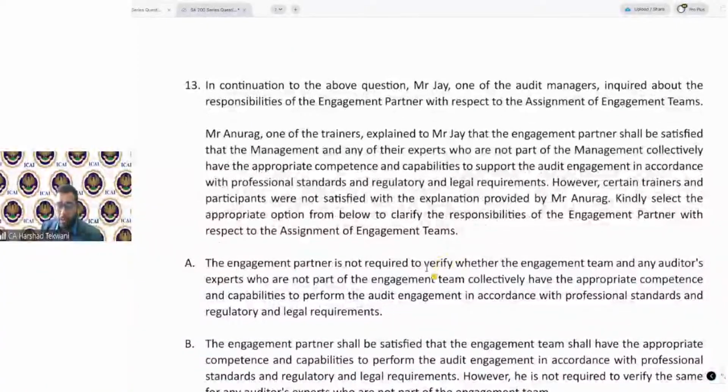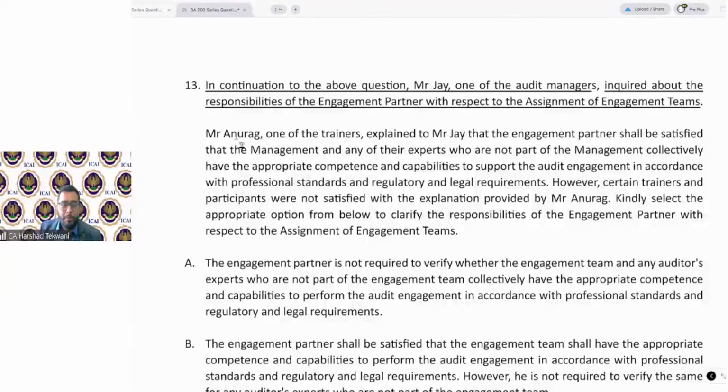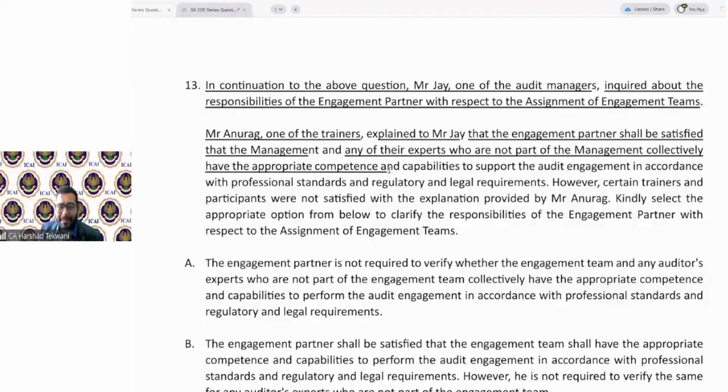Let us see the next one. So it's in continuation of that only. In continuation to the above question, Mr. Jay, one of the audit managers, inquired about the responsibilities of the engagement partner with respect to assignment of engagement teams. Now, Mr. Anurag, one of the trainers, explained to Mr. Jay that the engagement partner shall be satisfied that the management or any of their experts who are not part of the management collectively have the appropriate competency and capabilities to support the audit engagement.